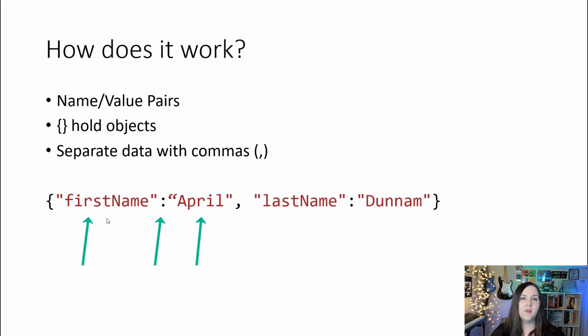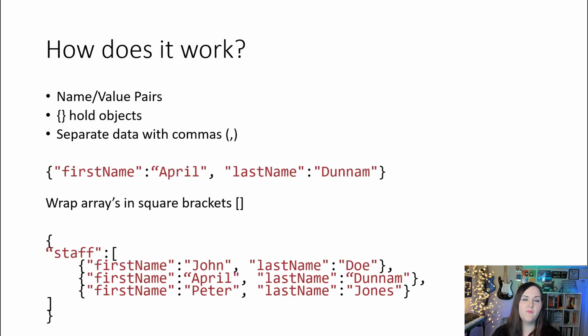And then we separate out our objects with commas. So I want to track and store both the first and last name. So after I have my first name value pairs defined, I'll do a comma and then do the same thing for last name. So in quotes, I'll have last name, colon, in quotes, Dunnam, my value.